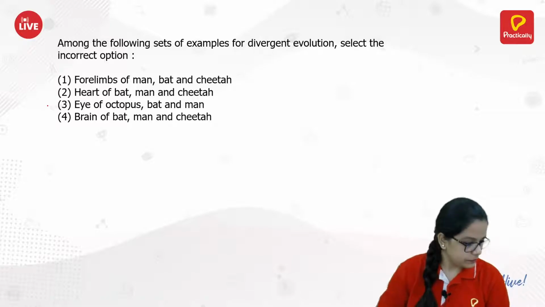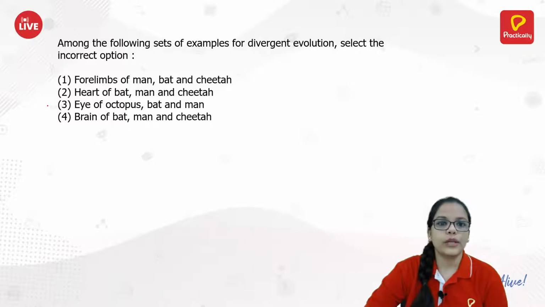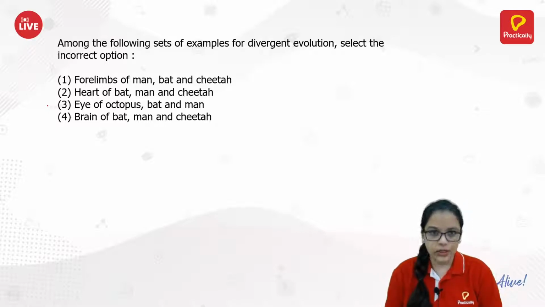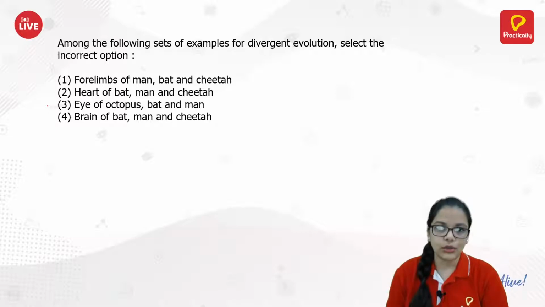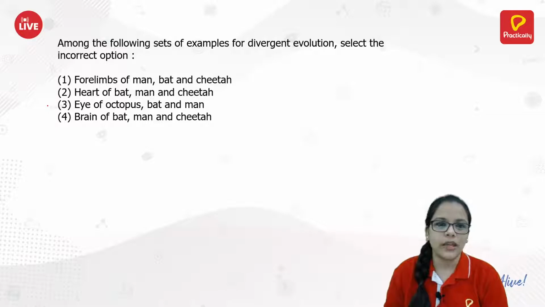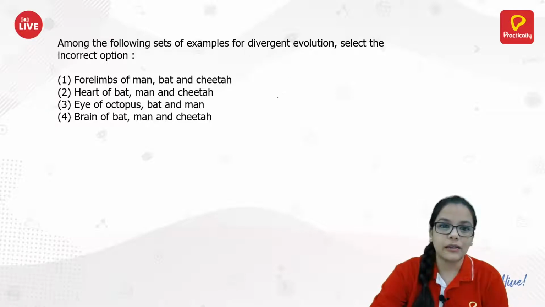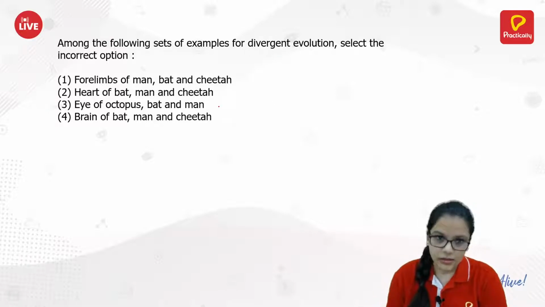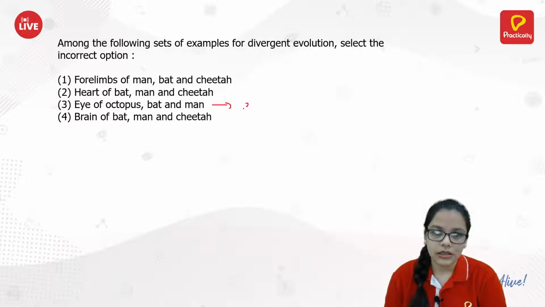Now, next. Among the following sets of examples for divergent evolution, select the incorrect option. Forelimbs of man, bat, and cheetah. Heart of bat, man, and cheetah. Eye of octopus, bat, and man. Brain of bat, man, and cheetah. The thing with divergent evolution is that it is mostly for heart, limbs, forelimbs, with things which expand, etc. Now, eye of octopus, bat, and man is not divergent.